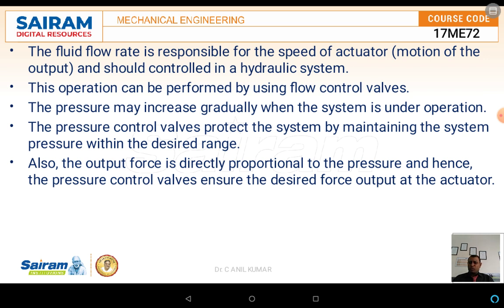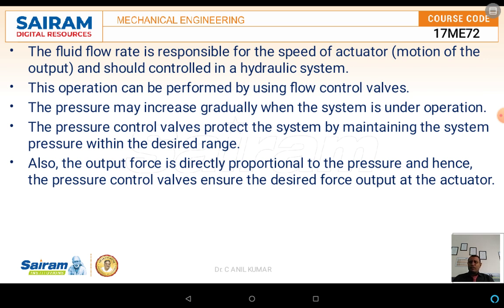The fluid flow rate is responsible for the speed of the actuator and should be controlled in a hydraulic system. This operation can be performed by using flow control valves. The pressure may increase gradually when the system is under operation. The pressure control valves protect the system by maintaining the required pressure within the system and also for the actuation of the work.